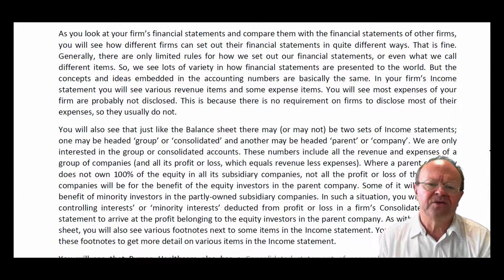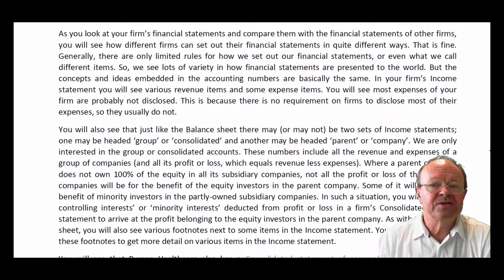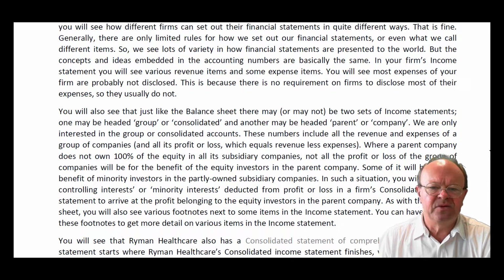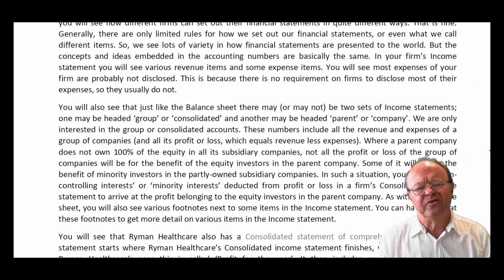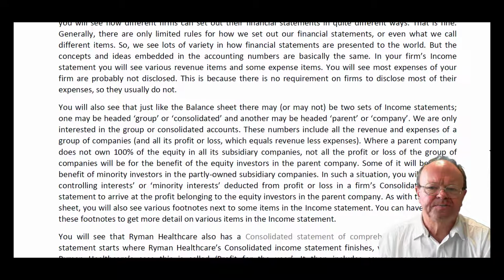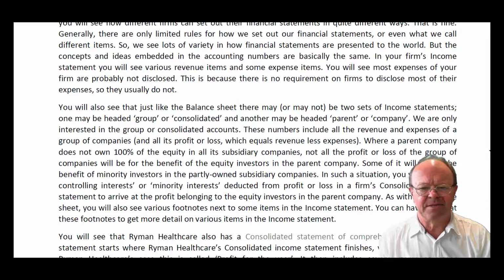As you look at your firm's financial statements and compare them with the financial statements of other firms, you will see how different firms can set out their financial statements in quite different ways. That is fine. Generally, there are only limited rules for how we set out our financial statements, or even what we call different items. So we see lots of variety in how financial statements are presented to the world. But the concepts and ideas embedded in the accounting numbers are basically the same.